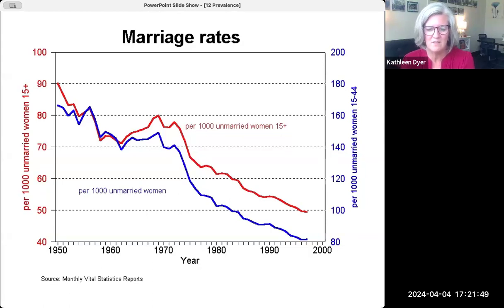So the person reading this gets to decide, what do I think is the better definition of eligible for marriage? Do I really just care about first marriages, in which case I might want to look at the per 1,000 unmarried women 15 to 44, or do I care more just about marriage rates in general? And being a person who's over 44, I'm more interested in just women who could get married, not necessarily just young women. So I'm personally going to look at that red line.